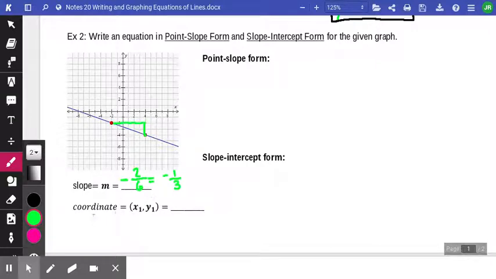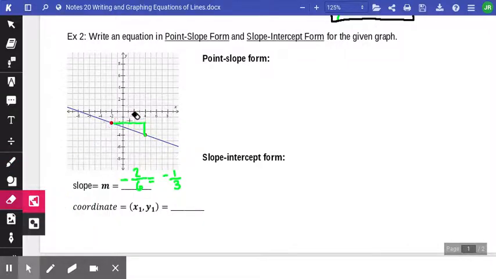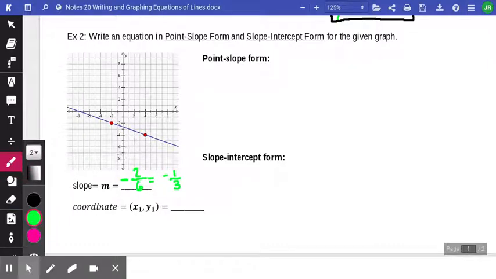Next thing that I'm going to do is take a coordinate. So here are 2 nice coordinates that are on my line. I'm going to pick one of them. I don't need them both. So pick this one or pick this one. It's up to you. I'm going to do this one. So it has an ordered pair of (4, negative 4). So what I'm going to do is plug these into my point slope form.